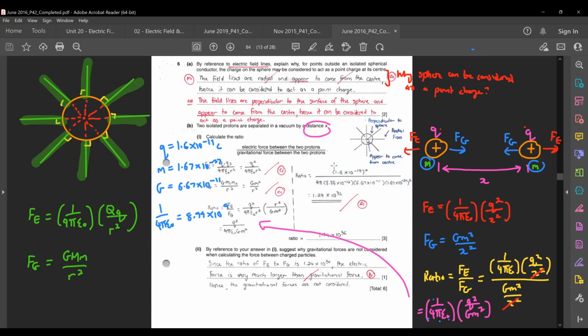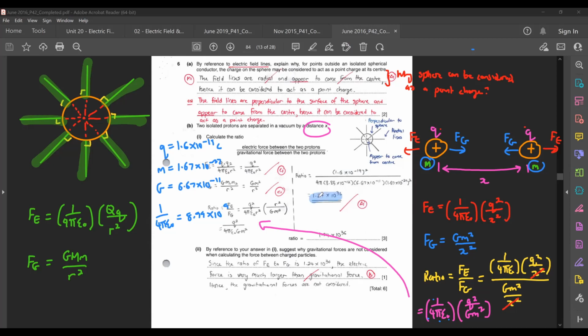You eventually get your ratio as 1.24 times 10 power 36. In the worked solution you see here, I didn't use this value straight. I multiplied the values individually for 1 over 4 pi epsilon naught. It's a bit tedious, so I would advise you not to do that. Just use the values that have already been given. That will give you your answer. Then you move on to part 2.